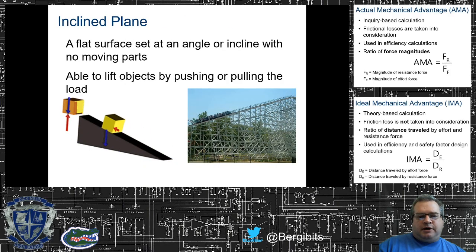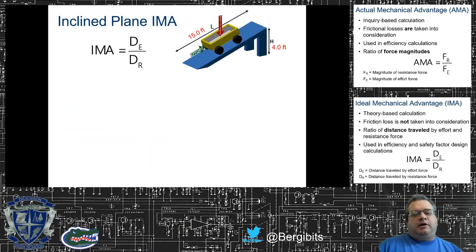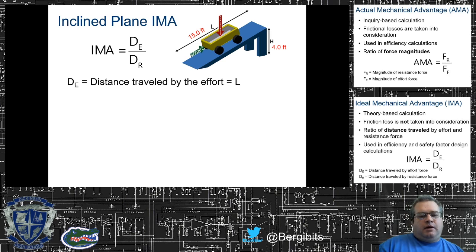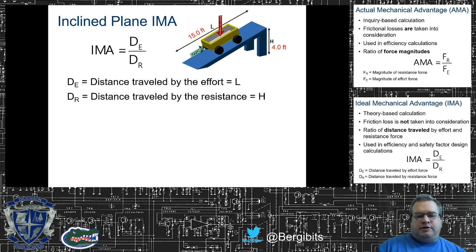All right, so an inclined plane is a flat surface at an angle, or inclined, with no moving parts. The only thing that moves is the effort and resistance, and the inclined plane stays stationary. Inclined plane IMA: distance effort goes along the L plane, and distance resistance goes along the H plane.